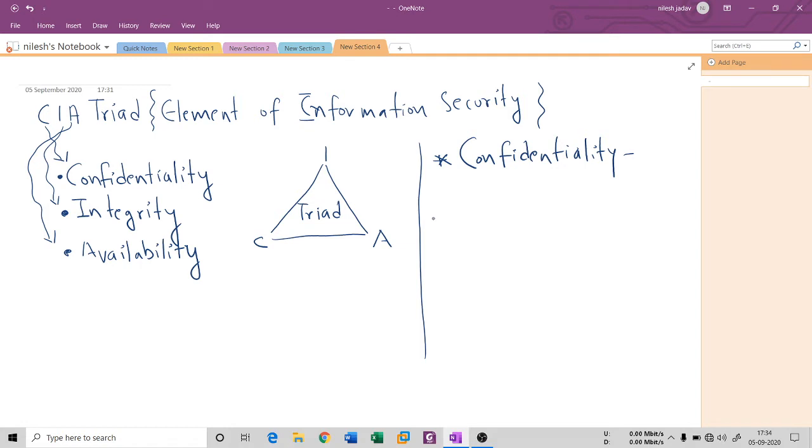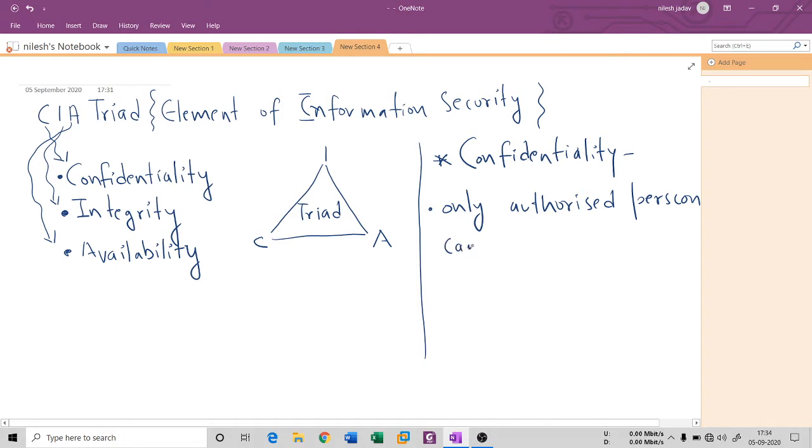Well, what confidentiality says is that only an authorized person can access a system, or can access the infrastructure or the digital resources of a system. So the keyword here is the authorized person. Only an authorized person can access the system infrastructure or its resources. Okay, this is the definition of confidentiality.